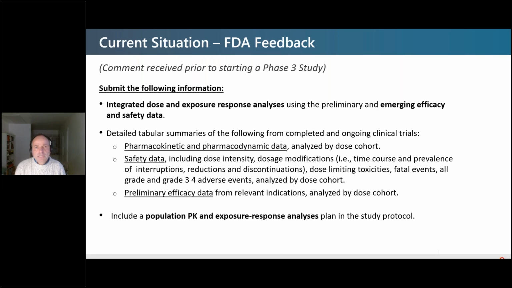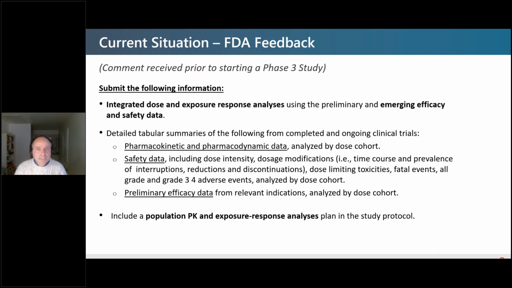Just maybe to set the scene and show you one example of feedback that we recently received from the FDA and emphasizing the importance of modeling and simulation as well as drug exposure response. This is a situation of a client who wanted to start an early phase 3 study and consulted FDA. Then, based on the briefing book they submitted, they received the following answer.